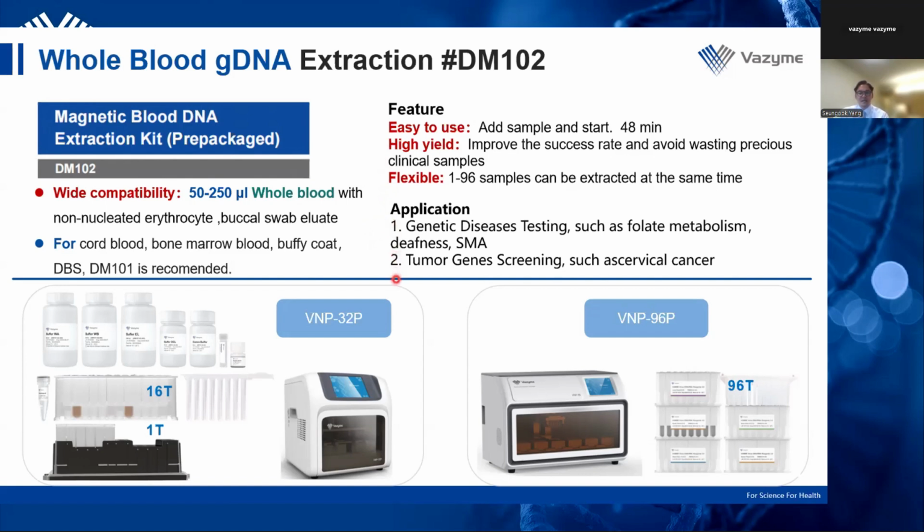And the kit is ideal for genetic disease testing like folate metabolism and spinal muscular atrophies, as well as tumor gene screenings, etc. And as you can see from below, we offer automation options with our VMP32 and 96 platforms to support high throughput labs.